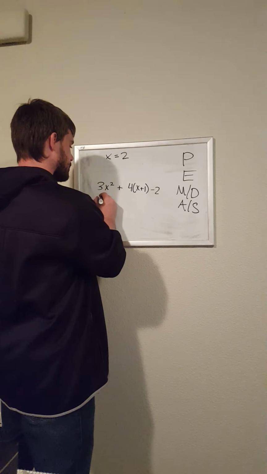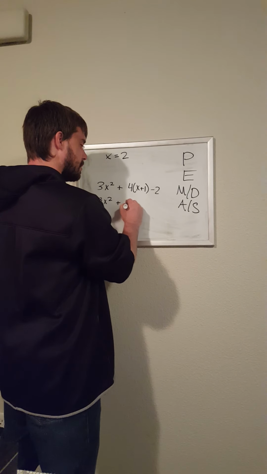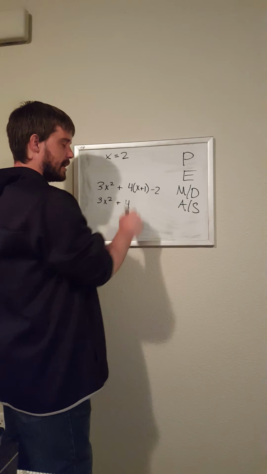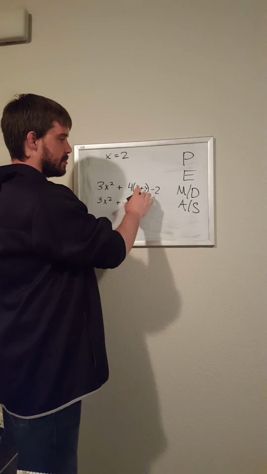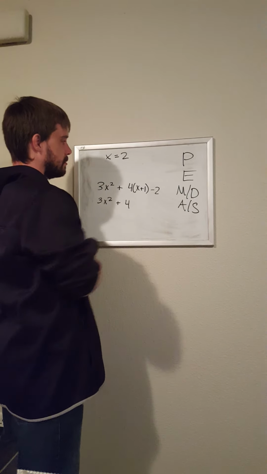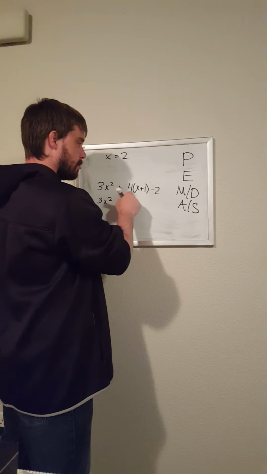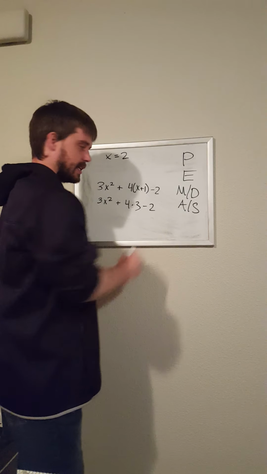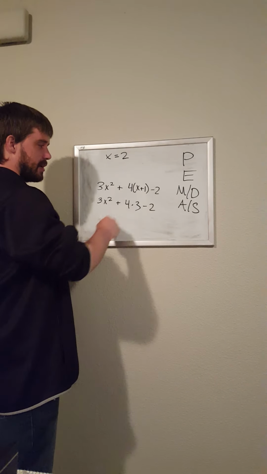So I'm just going to rewrite this and say 3x squared plus 4 times, now x plus 1. I'm going to compute this addition that's inside these parentheses. So x plus 1, I've got 2 plus 1 is 3. So I've got 4 times 3 minus 2. So then the next, I've done all the parentheses.